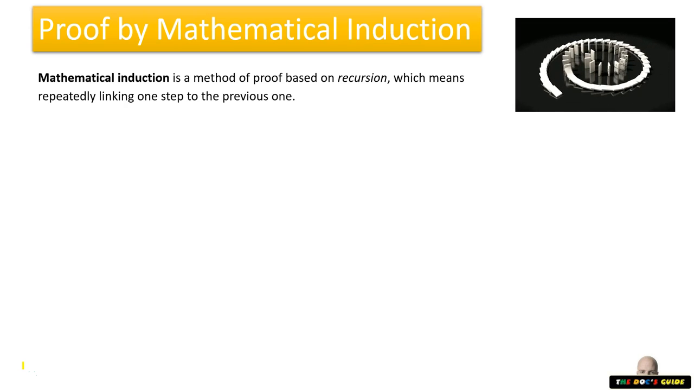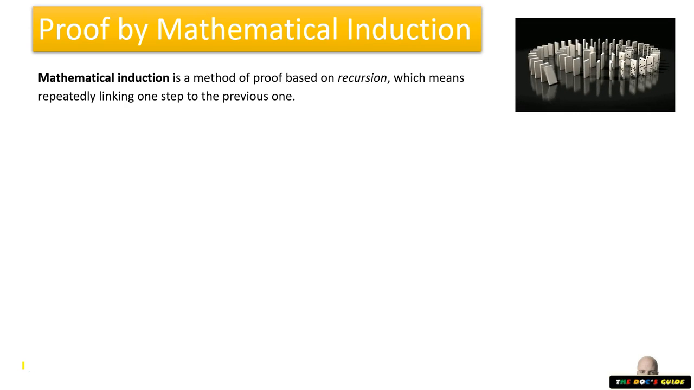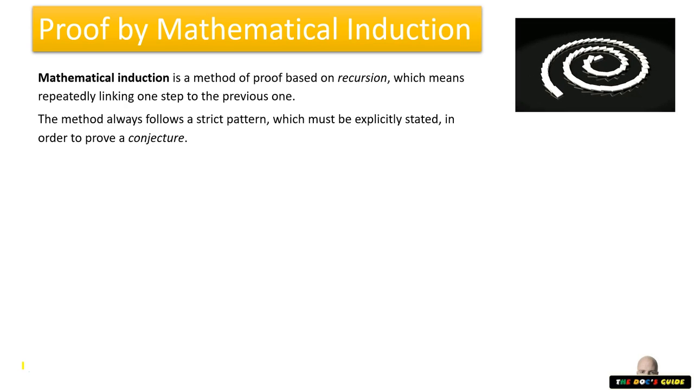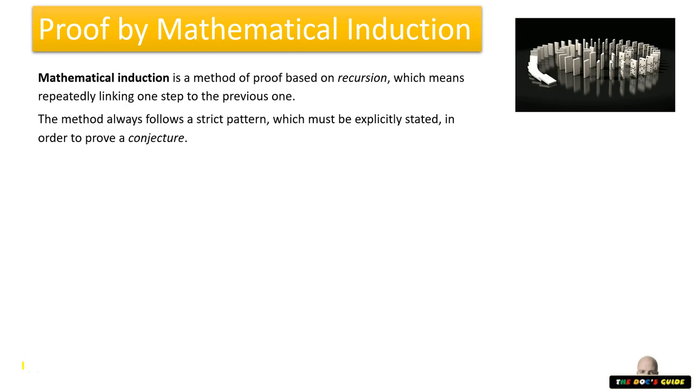Mathematical induction is a method in maths which allows us to prove some conjectures, and it basically relies on us connecting one line of a proof to another line in the proof. So we have a strict pattern to follow if we're going to prove that conjecture.